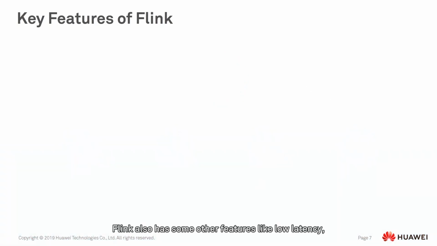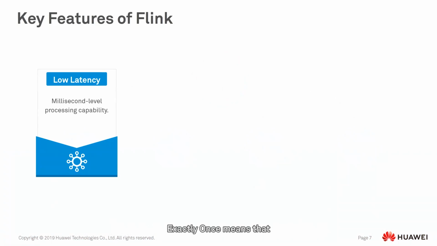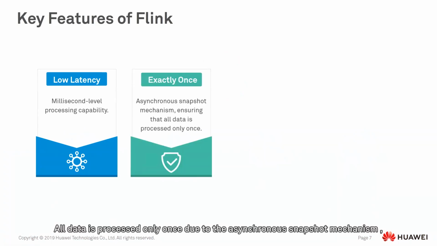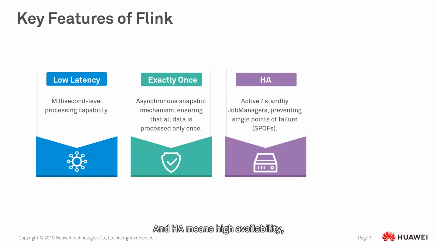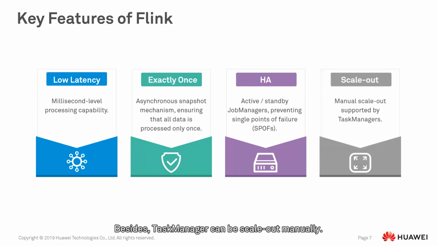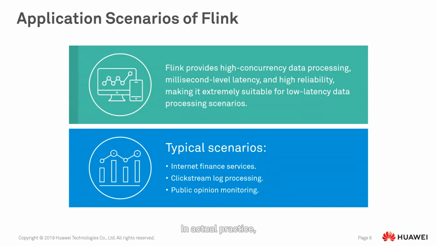Flink also has some other features like low latency. Exactly once means that all data is processed only once due to the asynchronous snapshot mechanism. And HA means high availability, preventing a single point of failure. Besides, Task Manager can be scaled out manually. In actual practice, for example, Flink can be used for internet finance services, or clickstream log processing, or public opinion monitoring that require low latency.